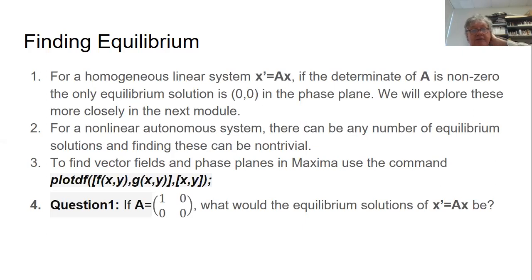To find vector fields, phase planes, phase portraits in Maxima, we use the plotdf command. In square brackets, we put in the f of x,y and the g of x,y, because remember that's x prime and y prime. The first module question for you today is, let's say we're given A equals 1, 0, 0, 0. So the determinant is 0. What are the equilibrium solutions of this system, X prime equals AX?